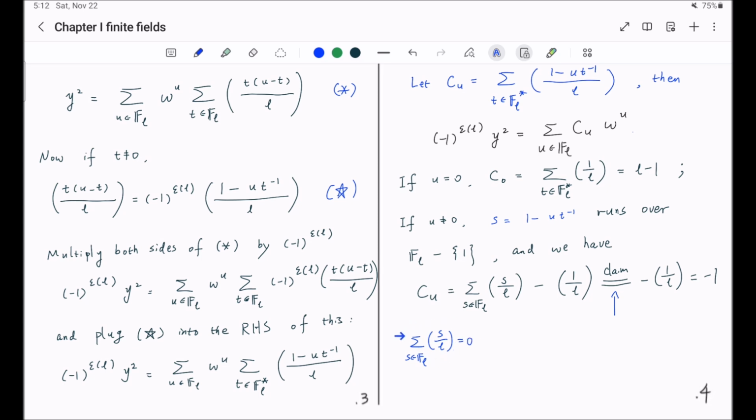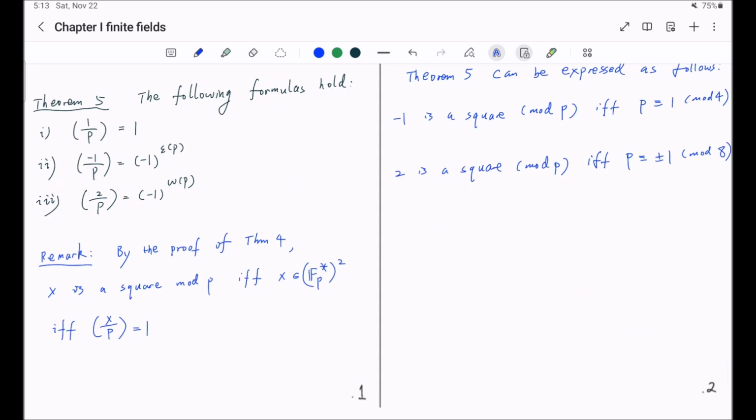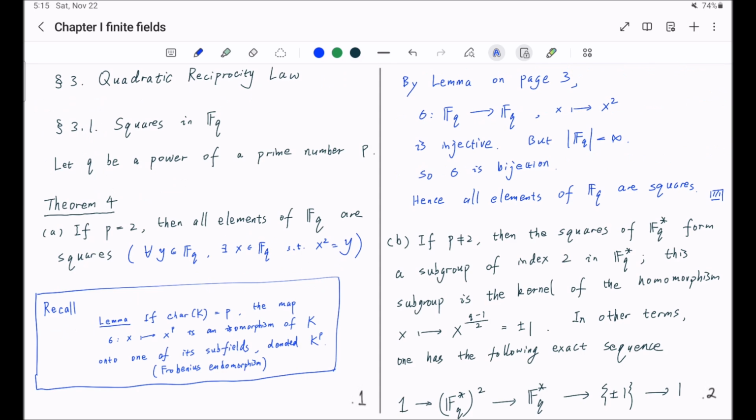The sum is equal to 0 because there are as many plus ones as negative ones. And why is that? Why are there as many plus ones as minus ones? For this, you have to remember another interpretation for the Lagrange symbol S modulo L. Remember, we have a remark here saying that the Lagrange symbol is equal to 1 if and only if this number above is a square. And how many squares are there in the finite field? If you throw out the 0 element from the finite field, then there are as many squares as non-squares. And that is because of our theorem 4.